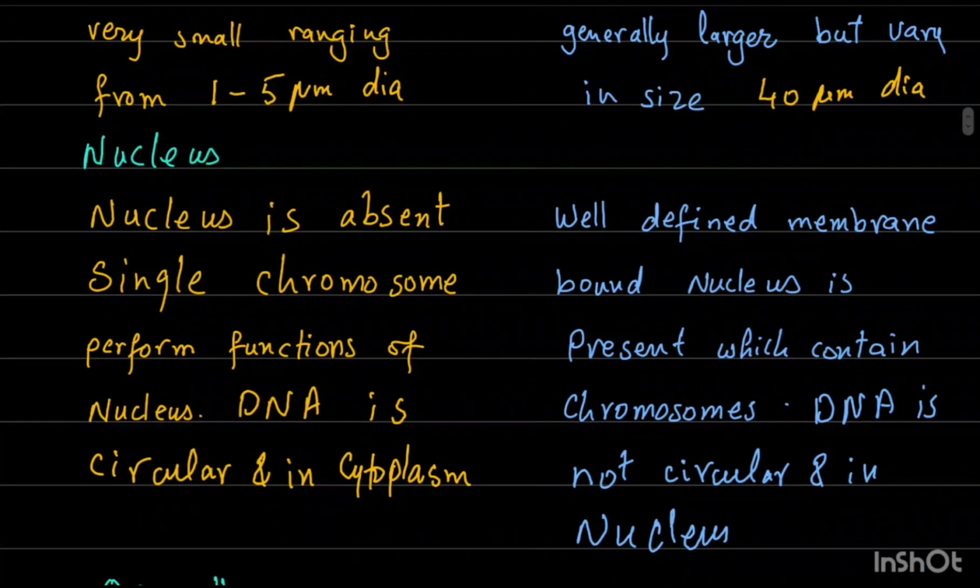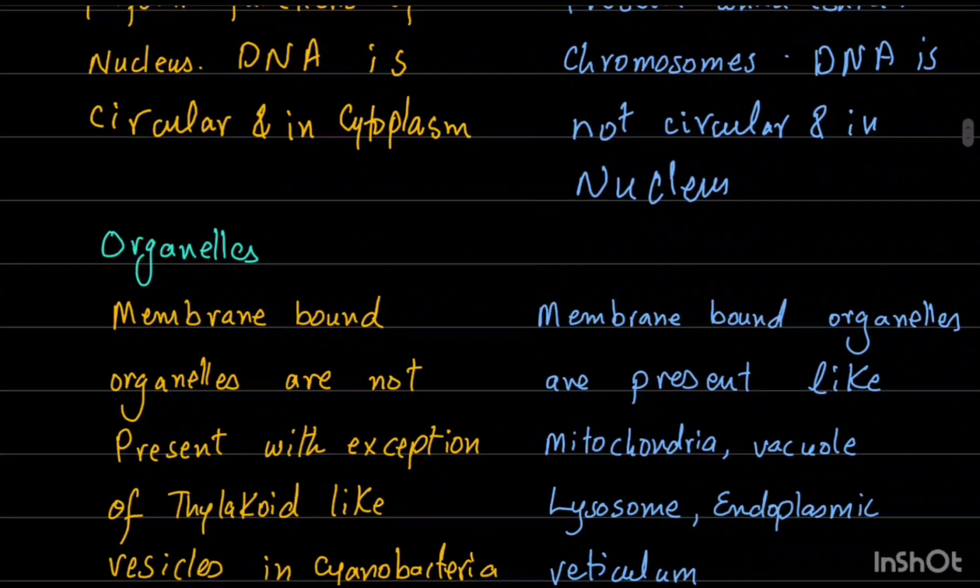The nucleus is absent in prokaryotes. There's no definite nucleus. Instead, there is a circular DNA molecule which functions as a nucleus in prokaryotic cells. In eukaryotic cells, there is a well-defined membrane-bound nucleus which contains DNA, and this DNA is not circular, it's a linear DNA molecule. It's present inside the nucleoplasm of the nucleus.